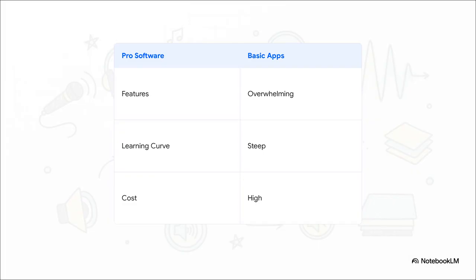And a lot of the time, that gap exists because of this, the creator's dilemma. You've basically got two options. On one side, you have the big league pro software. Yeah, it's powerful, for sure, but the features can be totally overwhelming, the learning curve is incredibly steep, and man, is it expensive. Then on the other side, you've got the basic apps. They're super easy to start with, but you hit a ceiling almost immediately. They're just too limited, with no real room to grow.